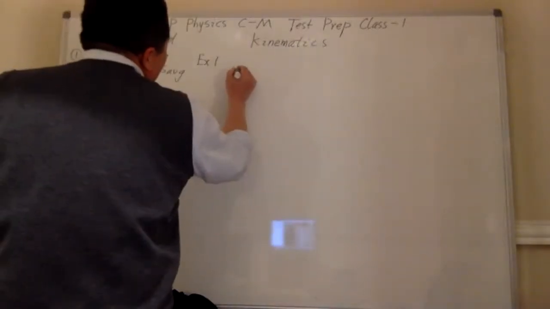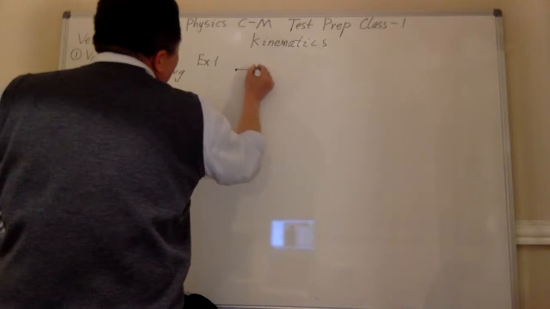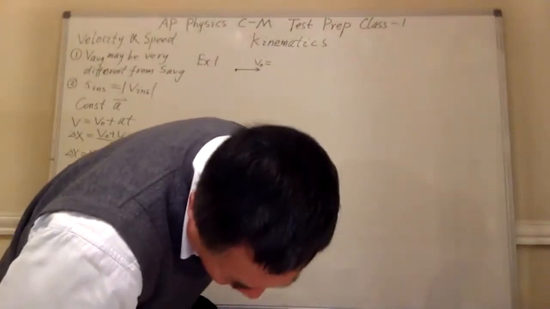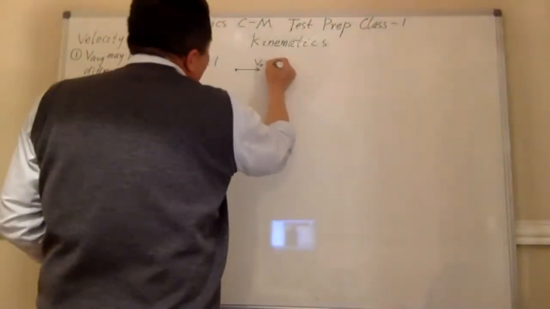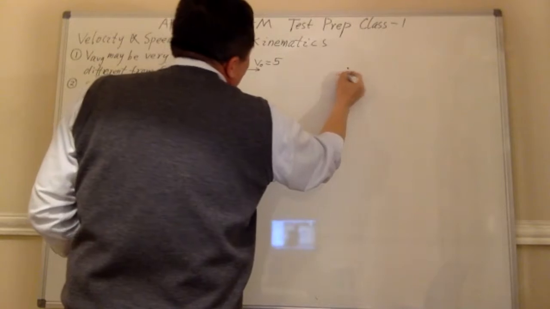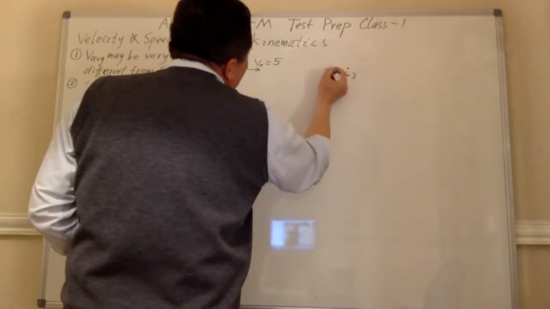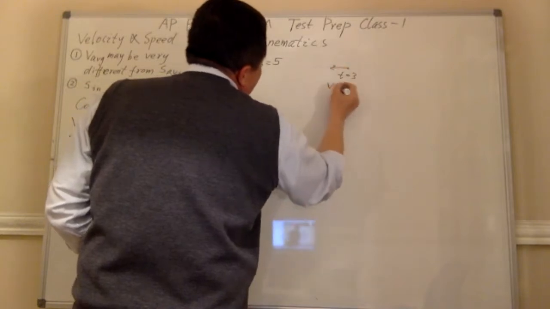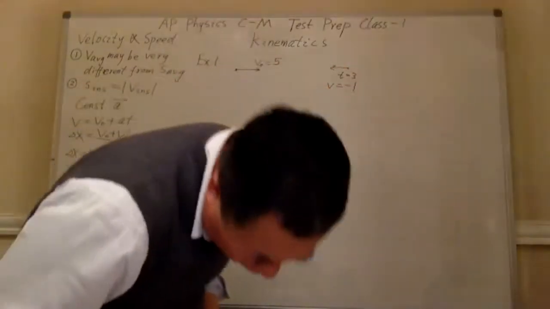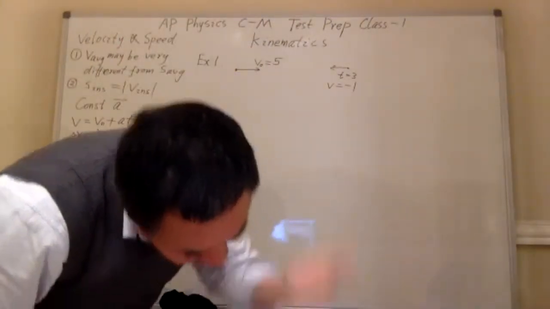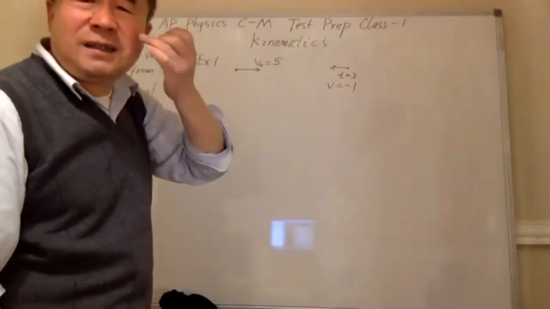So example 1 is telling you the object is moving, v0 is 5. Then after 3 seconds, t equals 3 seconds, it is moving in the opposite direction, which means v equals -1. Then they ask you what the average velocity and the average speed are.